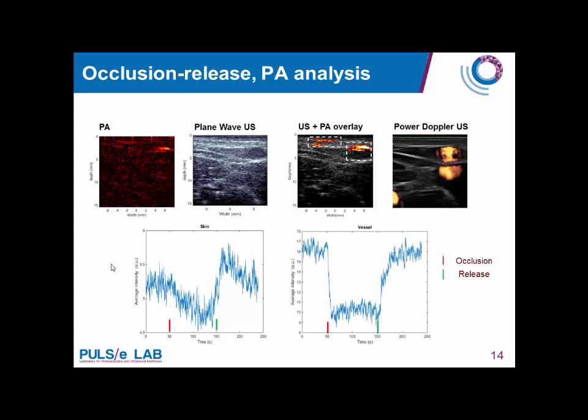Also in the vessel, if we look at the average intensity, we see this phenomenon. So it suggests that we can measure changes in blood volume here. However, we found that those signals are very much affected by motion of the skin and also by the change of orientation of the skin relative to the probe. So that makes those measurements quite unreliable and hard to reproduce.